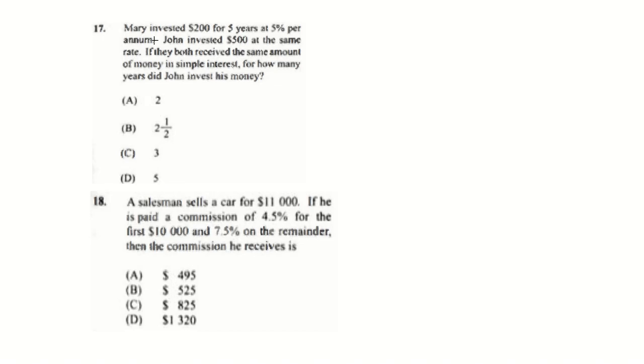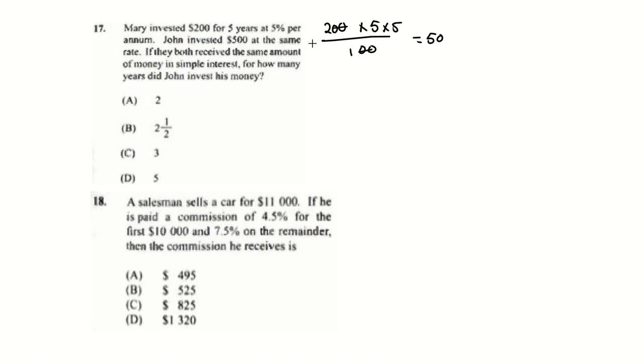Number 17, Mary invested 200 for 5 years at 5% per annum. John invested 500 at the same rate. If both received the same amount of money in simple interest, how many years did John invest? So first off, Mary invested 200 for 5 years at 5% per annum over 100. 5 twos are 10, that's $50.